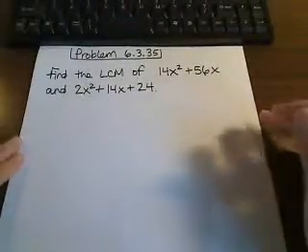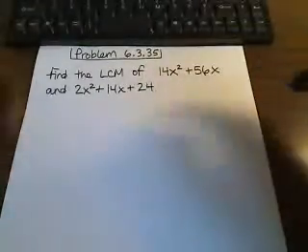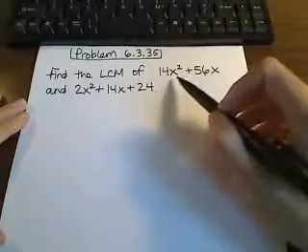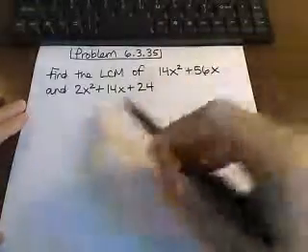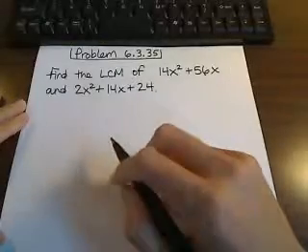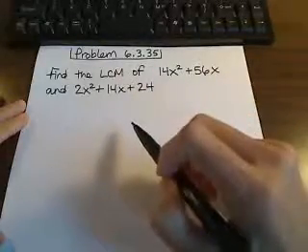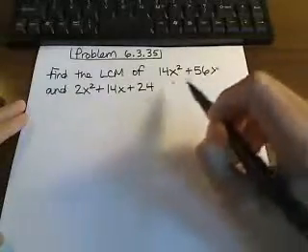Okay, so this is problem 6.3.35, and they're asking us to find the least common multiple of 14x squared plus 56x, and then also this polynomial right here. Okay, so what we need to do to identify the LCM is we first of all need to factor these as much as possible.